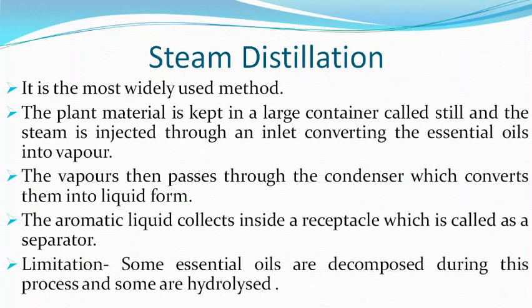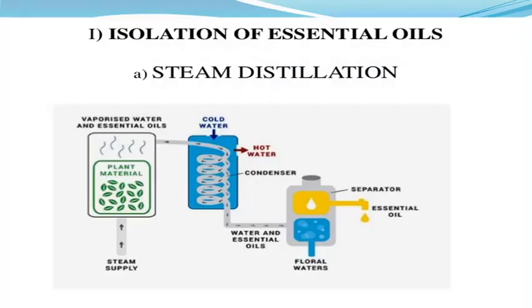The second method is steam distillation, which is the most widely used method. In this, the plant material is kept in a large container called still, and the steam is injected through an inlet, converting the essential oils into vapor. As you can see here, this is the still, a large container made of steel. The plant material is kept in it and the steam is injected through this inlet containing the plant material.